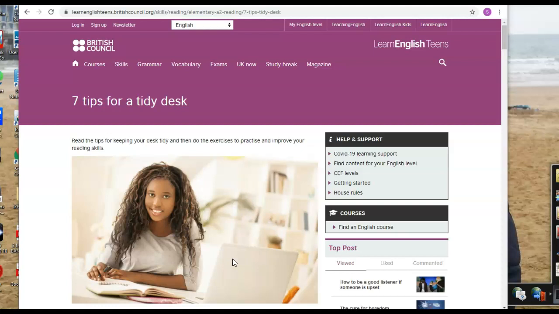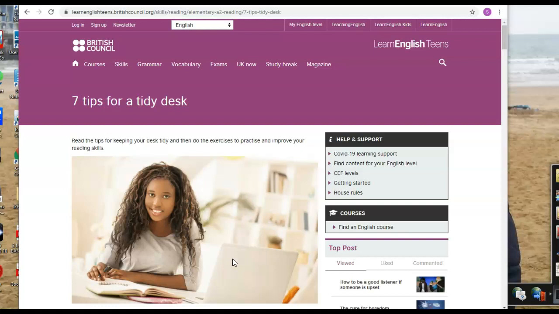So you are going to practice your reading today. And the first thing you need to think about is, well, what does 7 tips for a tidy desk mean? So what does tips mean? A tip is something that is good. So it's a good thing to do. So here we have 7 good things to do. So they are giving you advice on how to keep your desk tidy.